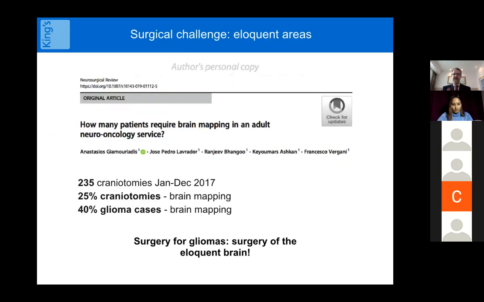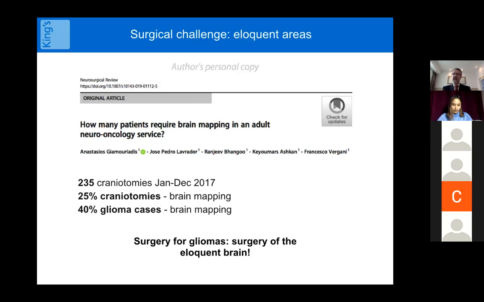So surgery of tumors, and particularly the intrinsic, the primary tumors, the gliomas, is surgery of the eloquent brain. And at King's, we looked at our experience in brain mapping. If we offer a general adult oncology service, how many of our patients will require brain mapping? We've seen that 25% of the craniotomy and 40% of the glioma cases do eventually require some form of brain mapping, that is, investigations to find where the function is to avoid the damage to the brain.